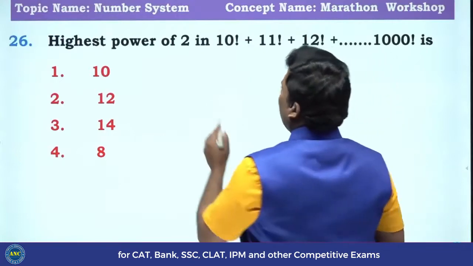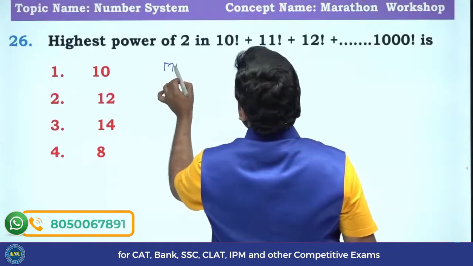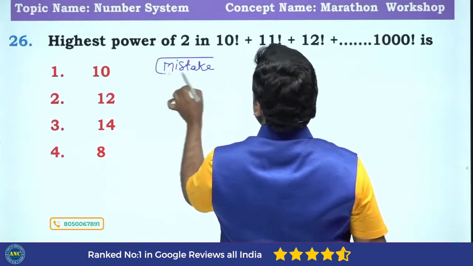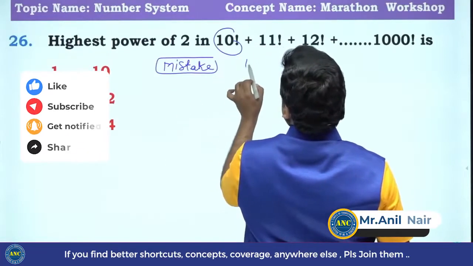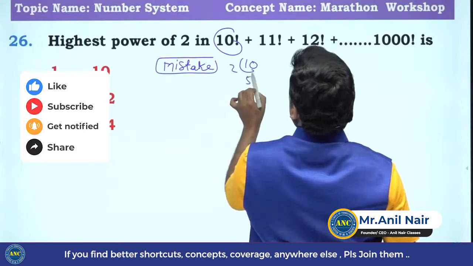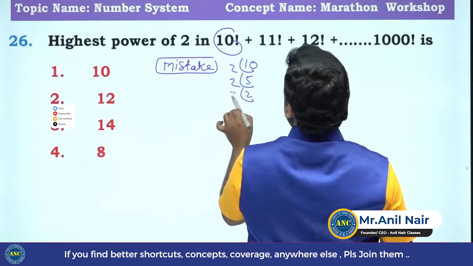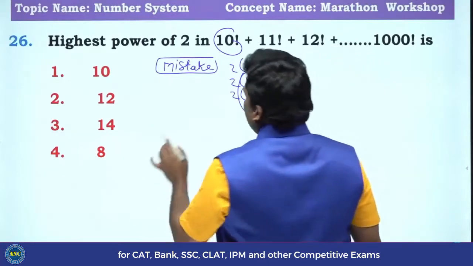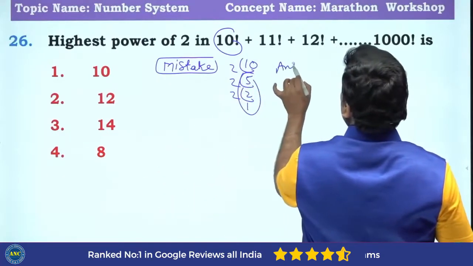Most of the students will make a mistake. I don't know who taught them this kind of weird logic. They will take 10 factorial: 2 5s are, 2 2s are, 2 1s are, 5 plus 2 plus 1. They will tick mark the answer as 8.